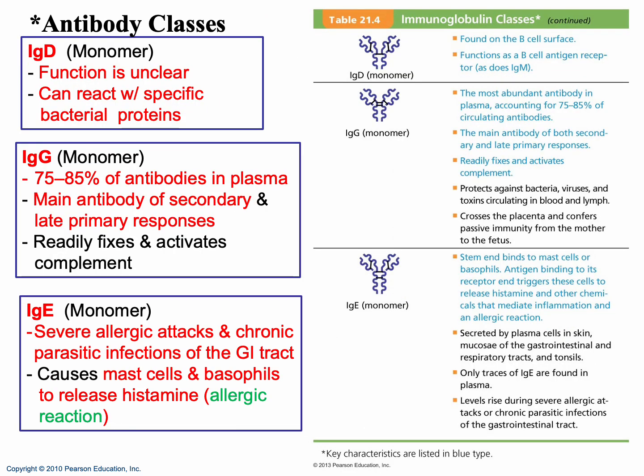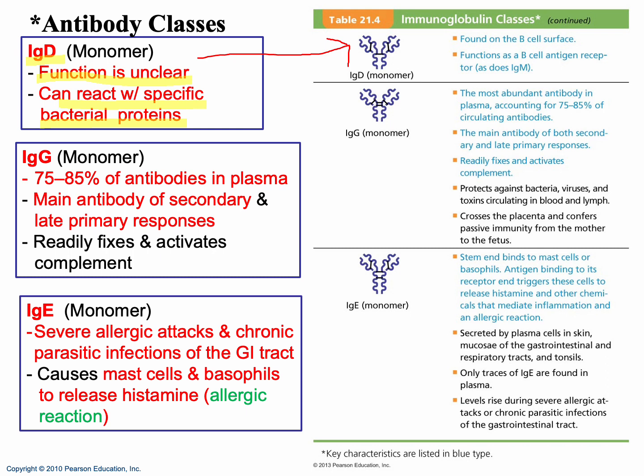Other antibody classes that you need to know. At the top, we have IgD. So IgD, the function is a little unclear. Based off of some studies that I have read, it might be able to react with specific bacterial proteins. But ultimately, we're not very clear on what IgD does. And again, this is ultimately the structure there.